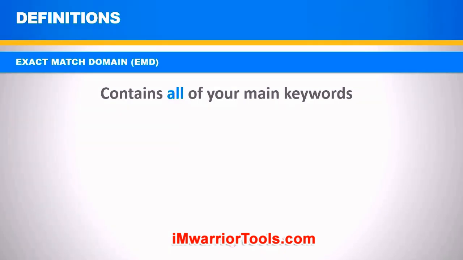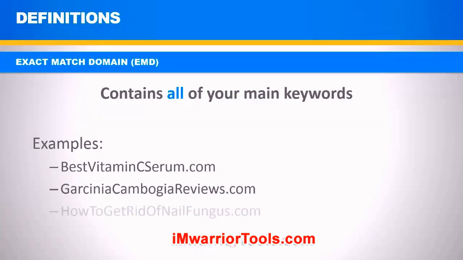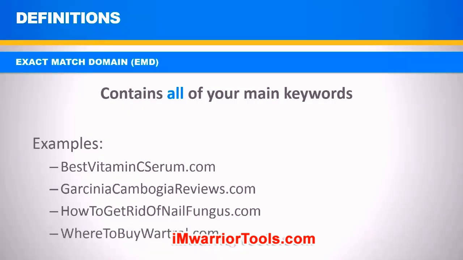People don't like to link to bestvitaminCserum.com. They're easy to penalize too. It's easy to over-optimize, for example, when it comes to anchor text and sending links to your site. In addition, they're not as easy to sell later on. Some examples of EMDs would be, like I said earlier, Best Vitamin C Serum for the vitamin C serum niche, Garcinia Cambogia reviews for this weight loss pill, how to get rid of nail fungus, so it's just a direct, exact sentence on what you would try to rank for, or where to buy Wartrol. This is like a wart relief product.